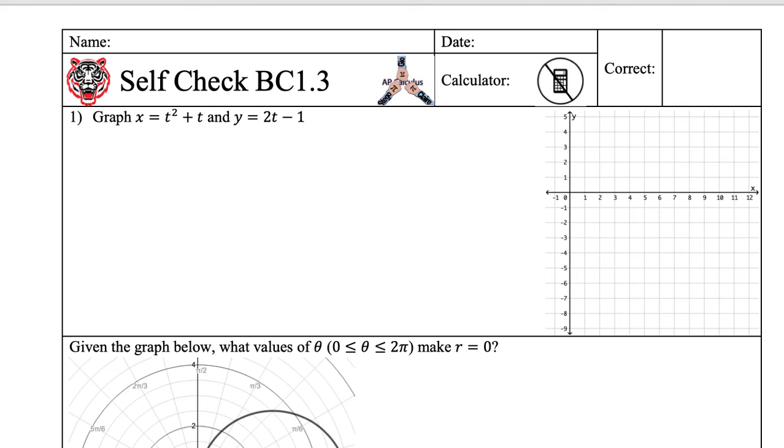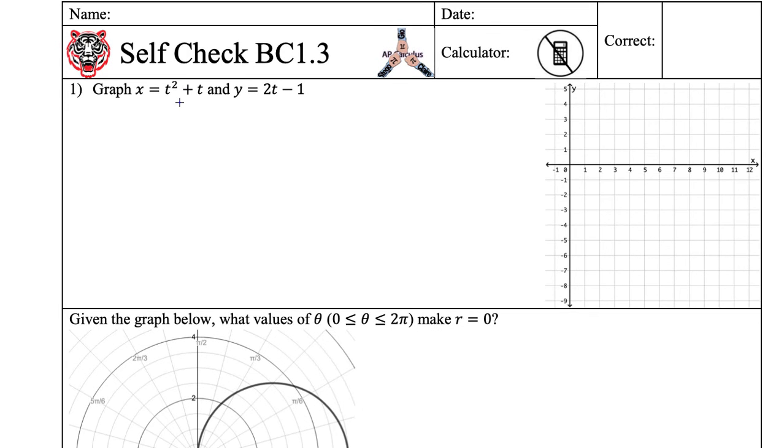All right, we're in AP Calculus BC. We're doing self-check 1.3 today. So we need to graph this. How are we going to do this? Let's make a t, an x, which is t squared plus t, and a y, which is 2t minus 1.